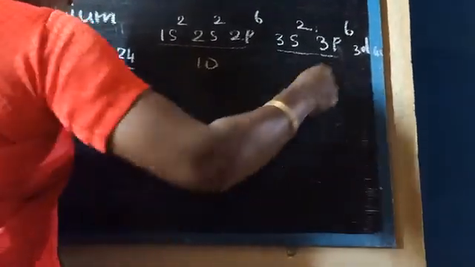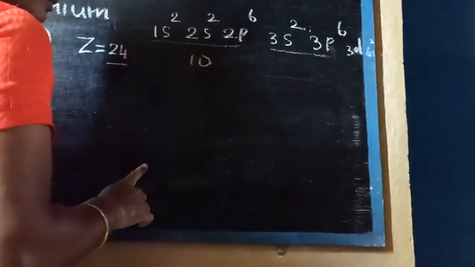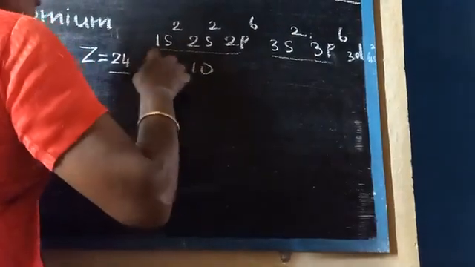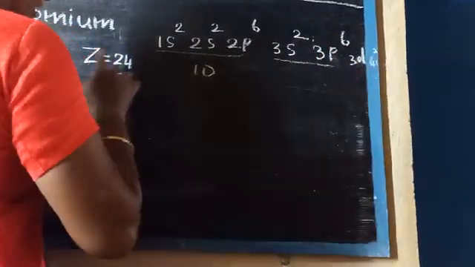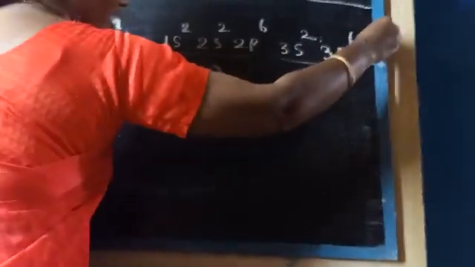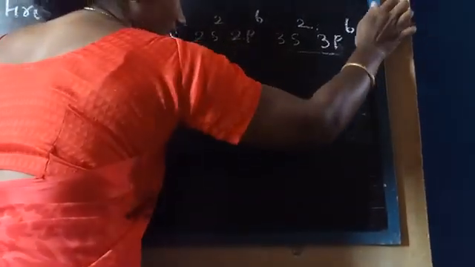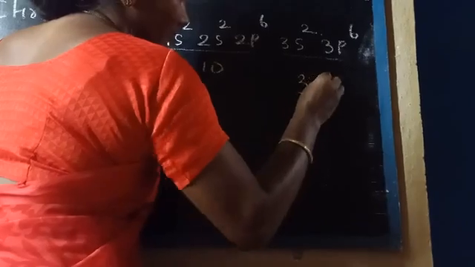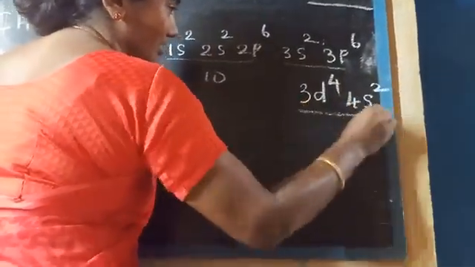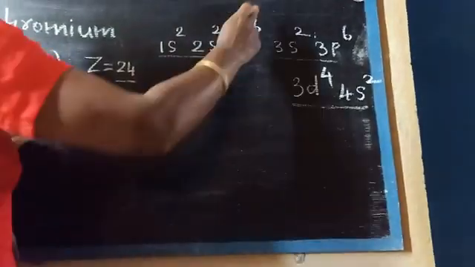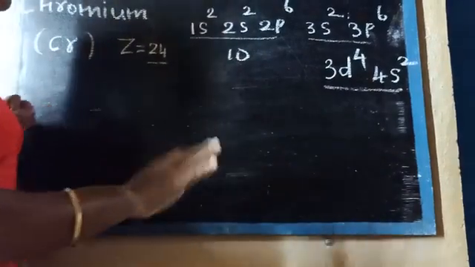But fill the 4s first, and only then fill the remaining. Okay children, so now here 10, 16, 18, 20. Remaining 4. So 3d4, 4s2. Are you clear? I repeat, write down 3d4, 4s2. So no confusion, children. Both have equal energy, so writing it like this is also correct.